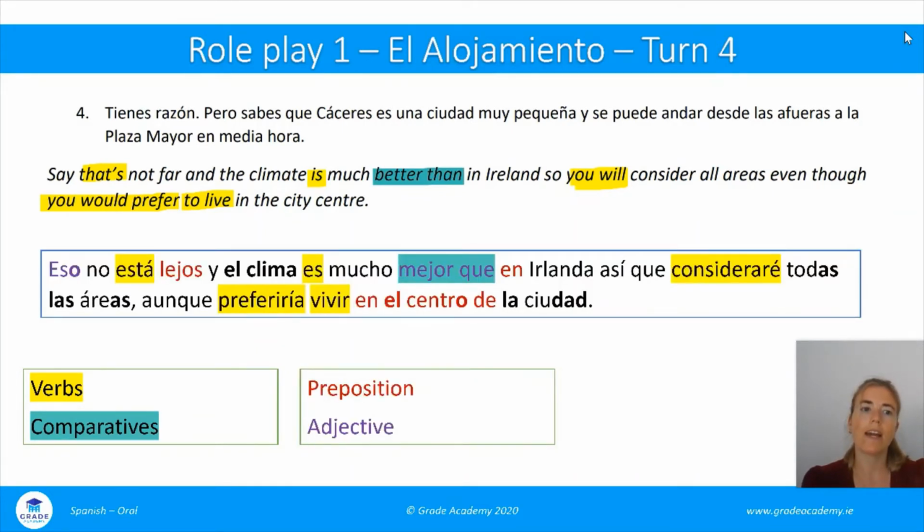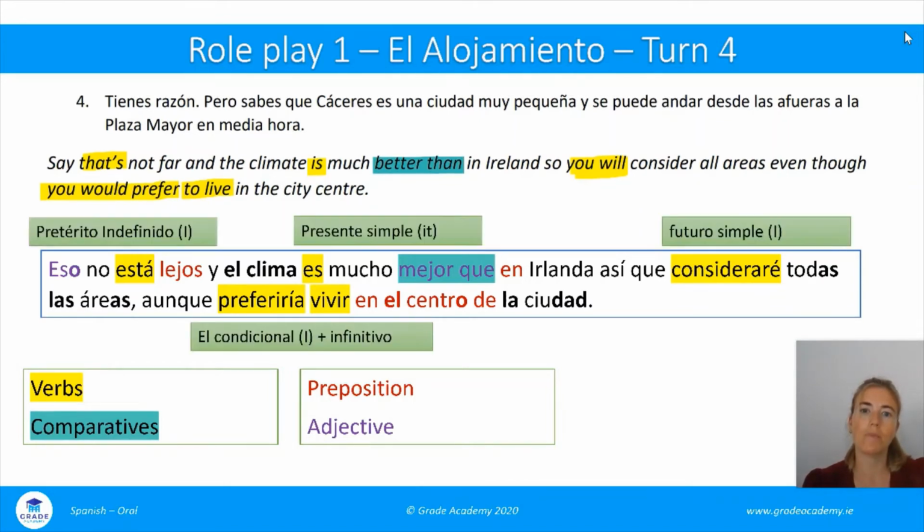I would suggest, eso no está lejos y el clima es mucho mejor que en Irlanda. Así que consideraré todas las áreas, aunque preferiría vivir en el centro de la ciudad. Again, I've highlighted in bold el clima because it looks feminine, but it's actually masculine. Different prepositions and adjectives, as well as the verbs and their tenses. So pause the video and have a look at those closer if you want to understand which tense they're in.